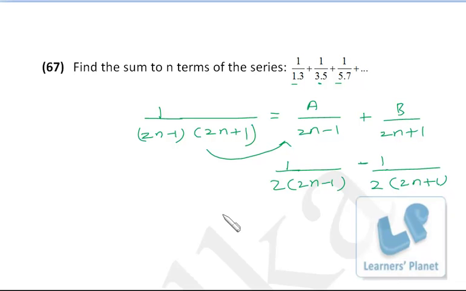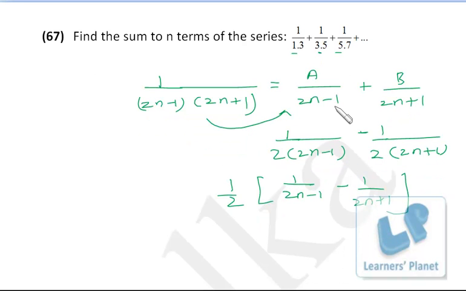Now from here I can take 1 upon 2 as common. So I am left with 1 upon 2n minus 1 minus 1 upon 2n plus 1. Right? Now we are having 1 upon 1 into 3. So 1 into 3, this is n is equal to 1. If we put, we'll be getting 1 into 3. So 1 upon 1 into 3 can be written as 1 upon 2, 1 upon 1 minus 1 upon 3. Right? So 1 upon 1 into 3 can be written as 1 upon 2 outside the bracket 1 minus 1 upon 3.